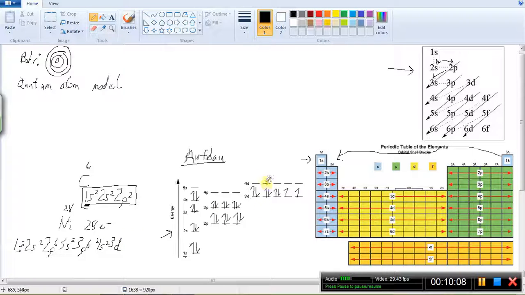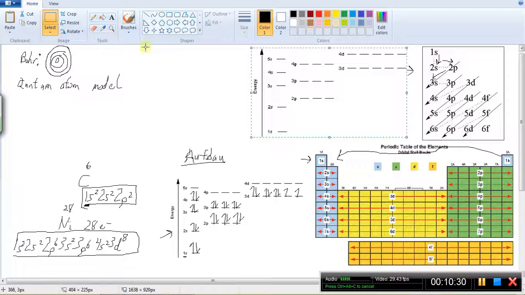So 3d can have a maximum of 10, right? Because there's 5 boxes here, and each box could have 2 electrons. You could have a maximum of 10. We don't. We have 2, 4, 6, and then 8. So 3d8. And there would be our electron configuration for nickel.